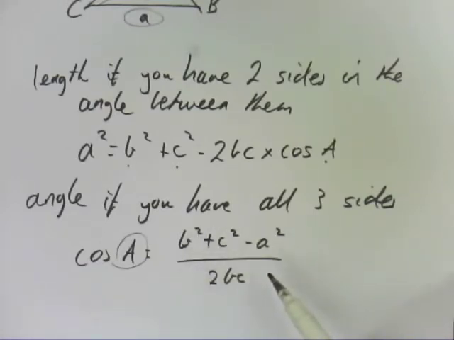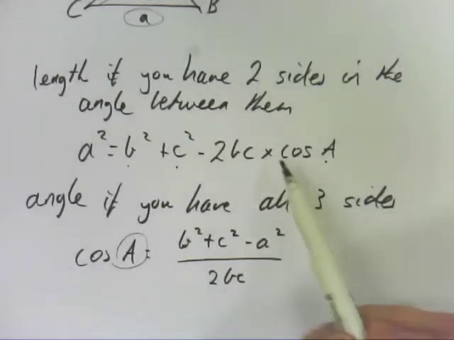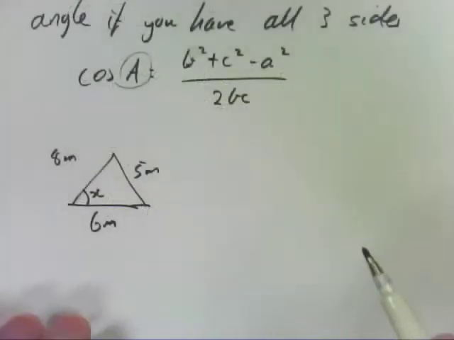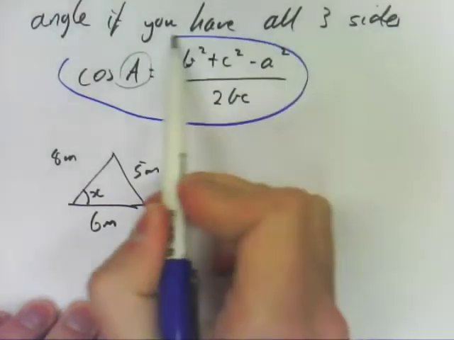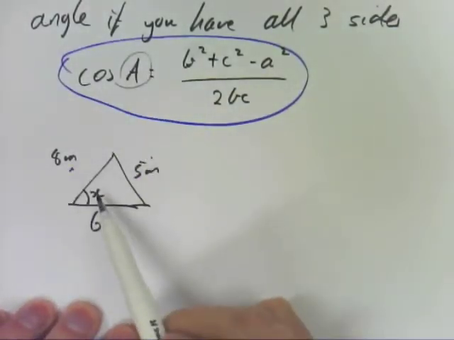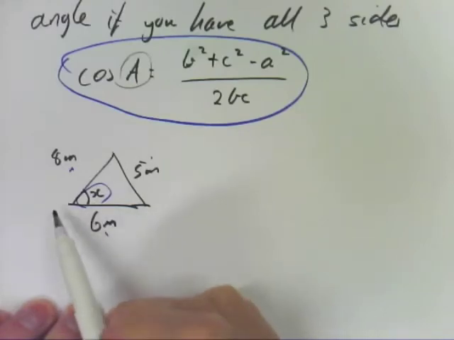So we'll go through an example now and show you how to use it in both of these instances. I'll show you one example of how to find a side when you have the angle between two others, and also how to find the angle if you have all three sides. So here's the first example. We're going to use this rule here because we have all three sides and we're trying to find an angle.